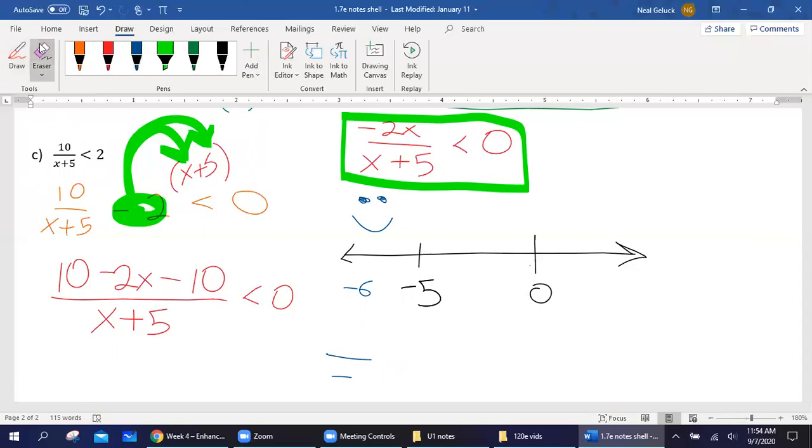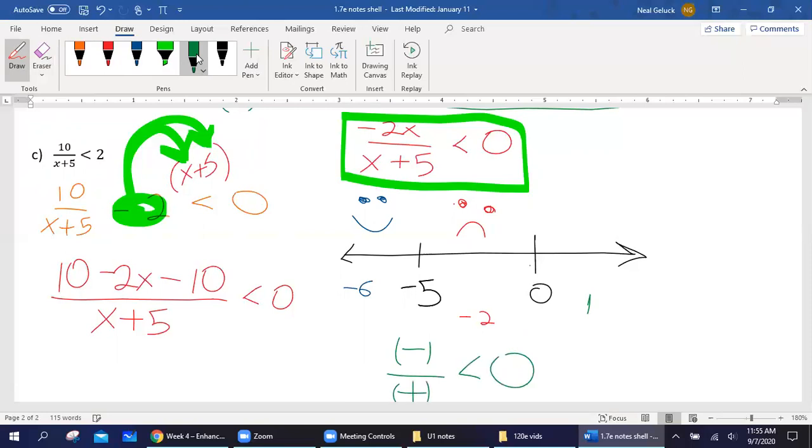If I test a number in between, like say, I don't know, negative 2. Make the top positive. It'll make the bottom positive. That's not what I want though, so that did not work. And I'll test a number to the right. Oops. To the right of 0, 1 would be easy enough. So that would make the top negative and the bottom positive. That is what I want. I want stuff to be smaller than 0, so that worked.